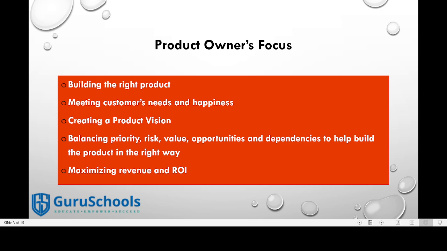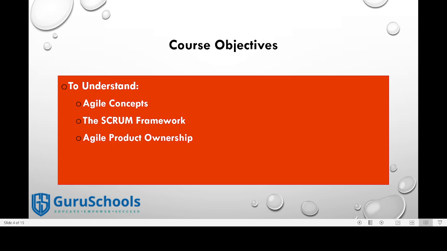Once we have clarity in terms of what a product owner's focus is, we can move on to understanding the course objectives. As part of this course, what we intend is to familiarize yourself with the introduction to Agile and the various concepts around it. What is the Scrum framework? What's the practice around it? How does one go about implementing it when building successful products for various businesses?